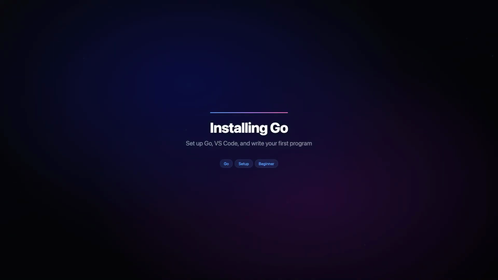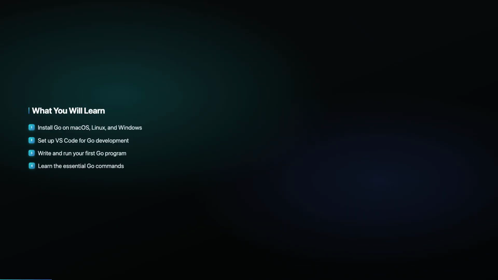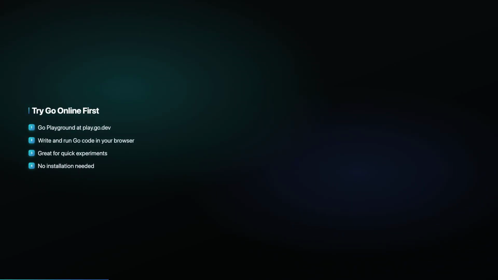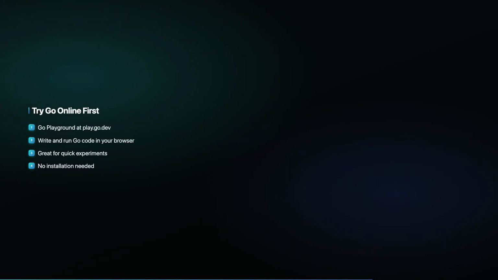Installing Go. In the last video, you learned what Go is and why it is great. Now it is time to install Go and write your first program. This tutorial covers installation on macOS, Linux, and Windows. Before installing anything, you can try Go in your browser. The Go playground at play.go.dev lets you write and run Go code online. This is great for quick experiments.